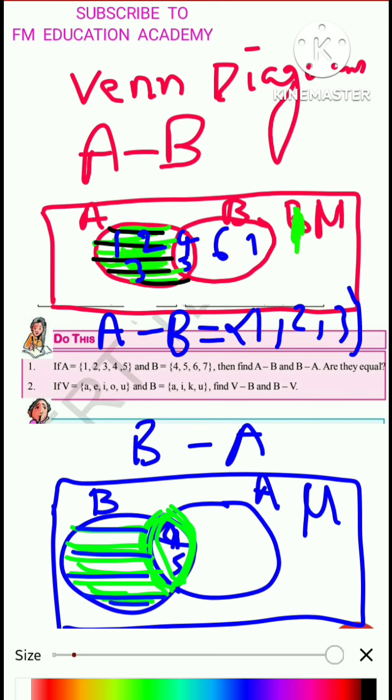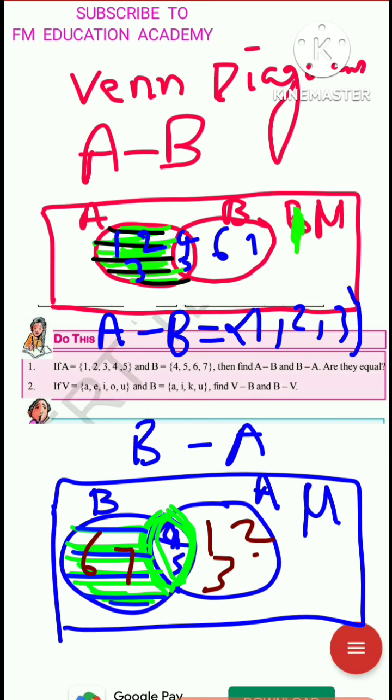And what will I write for B minus A elements? In B we have 6, 7 and here I have 1, 2, 3. So now I'll write B minus A is equal to 6, 7. Okay, so this is how you do the first sum.